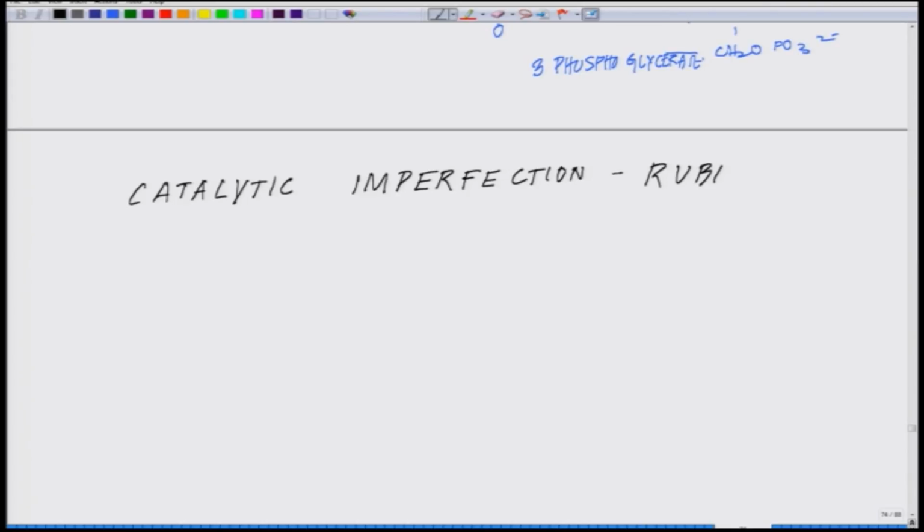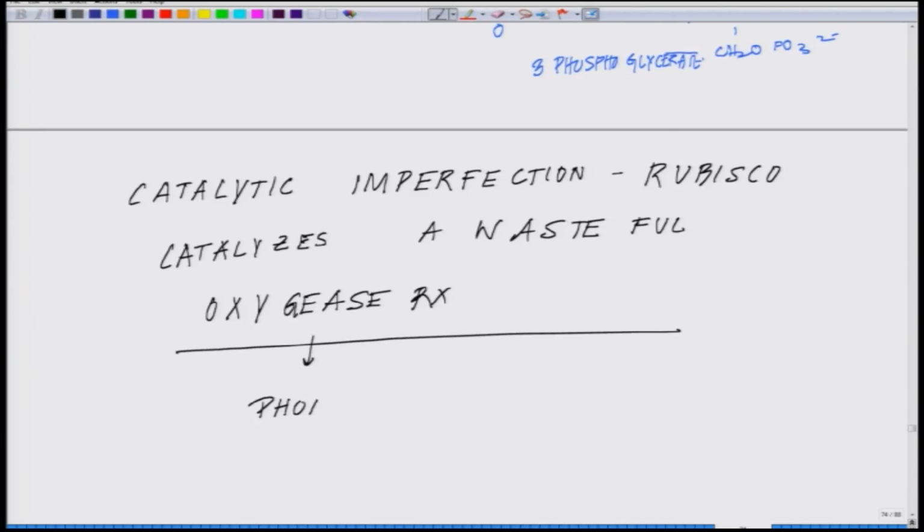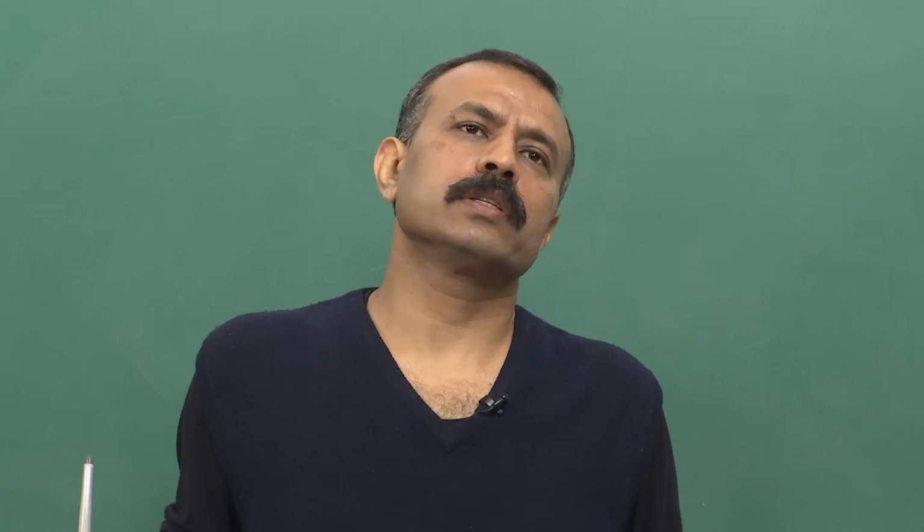where RUBISCO catalyzes a wasteful oxygenase reaction, and which is the reason for photorespiration. So, this imperfect nature of RUBISCO reduces the efficiency of carbon sequestration.